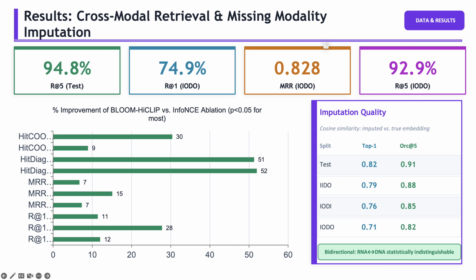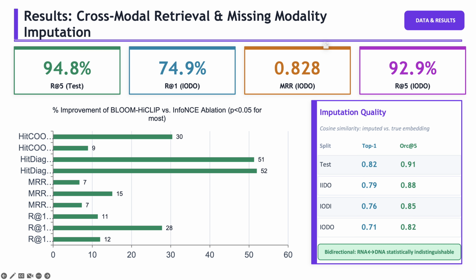But here's what I find more impressive. The IODO results. Remember, IODO is the hardest setting. New hospital, rare disease. Recall at 5 is still 92.9%. Recall at 1 is 74.9%, and mean reciprocal rank is 0.828, completely held out, with a disease the model has never seen, from hospitals it has never trained on. That's robust generalization.